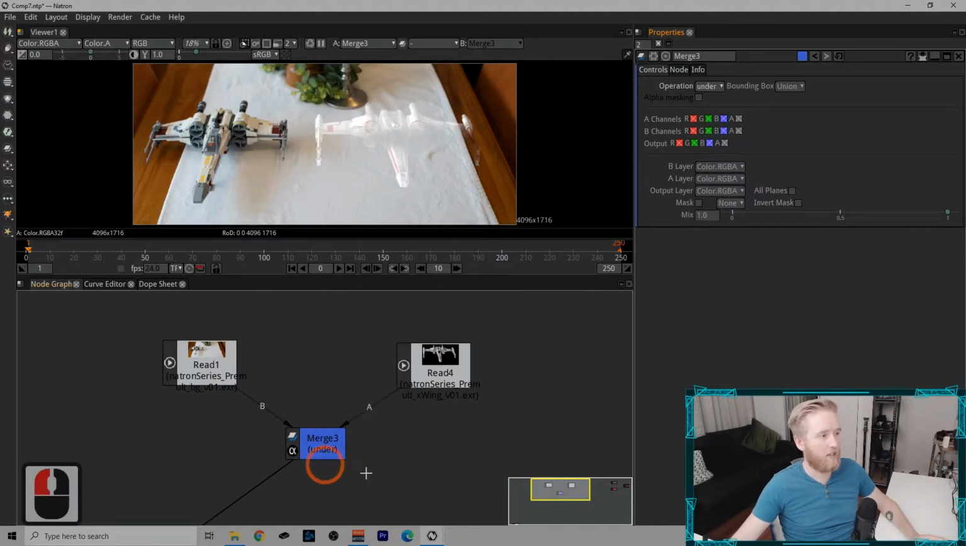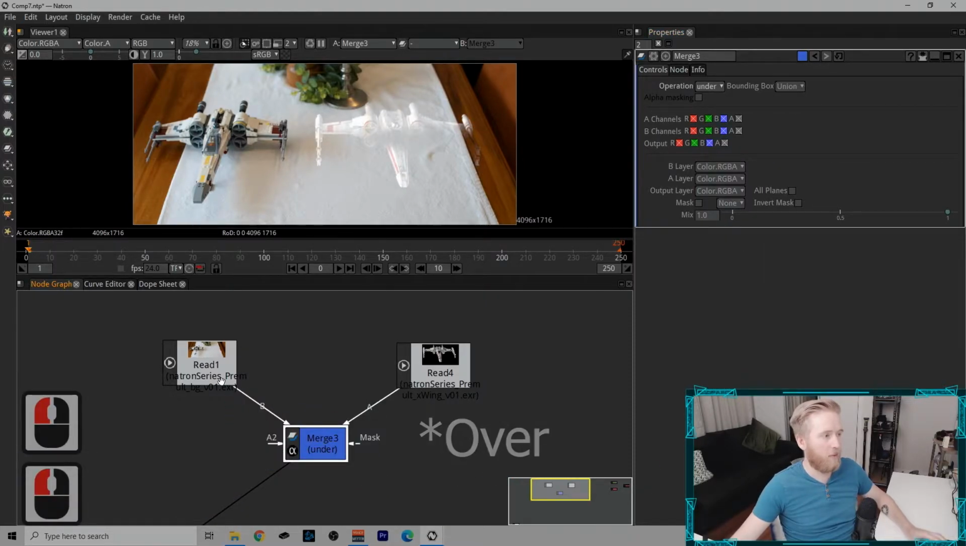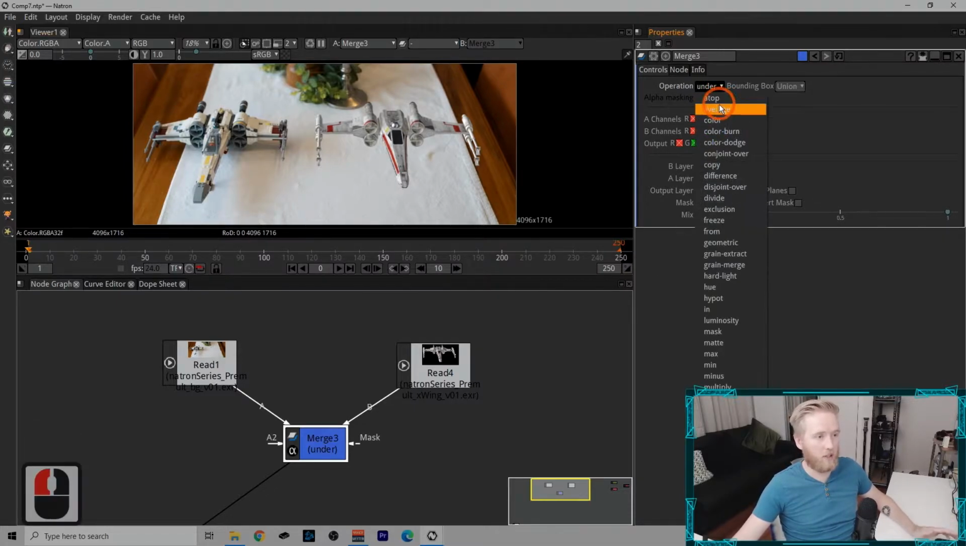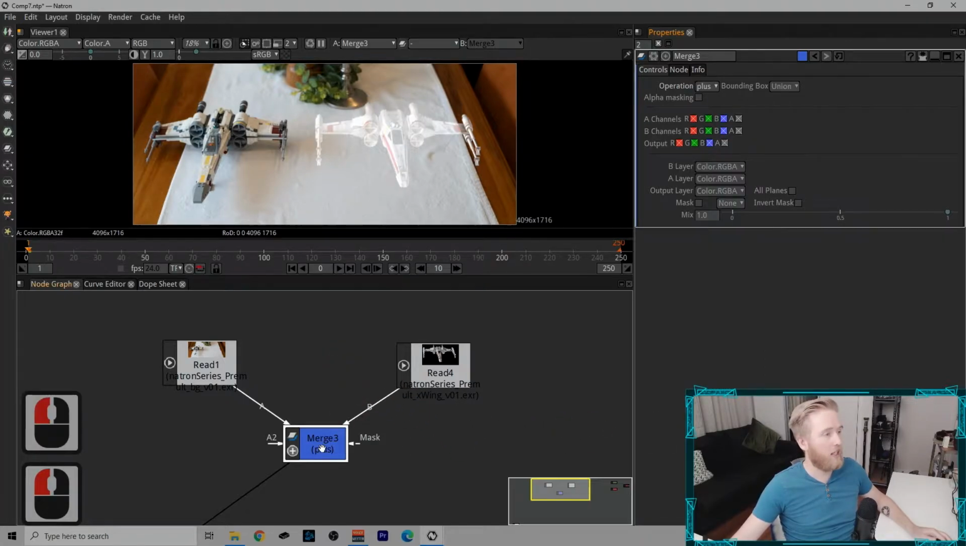So under is the exact same as merge, except with the inputs swapped. So if I swap these around, we get the same result as we had with the over, which makes sense. Over, under sound like the opposite. There's also plus, which is exactly what it sounds like. It just says A plus B equals the result. And it doesn't matter which order these are in, because it doesn't matter which order you plus A and B together, they equal the same result.